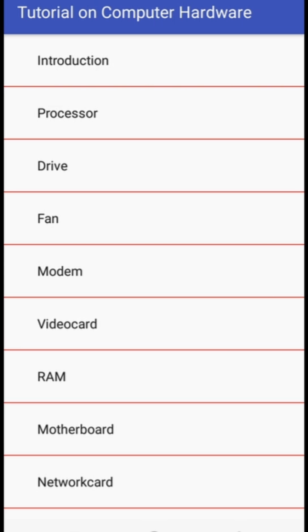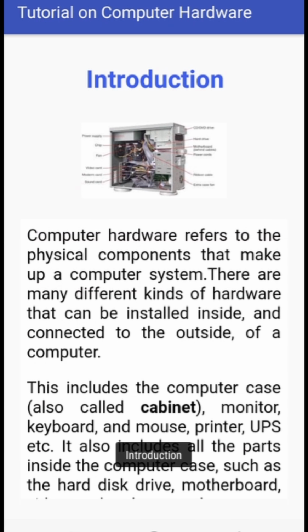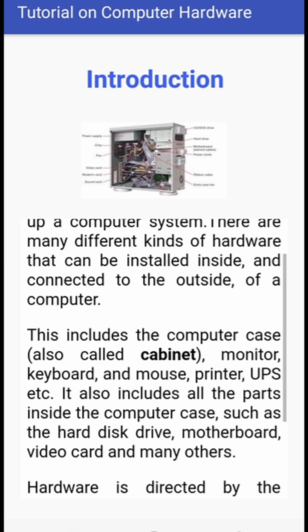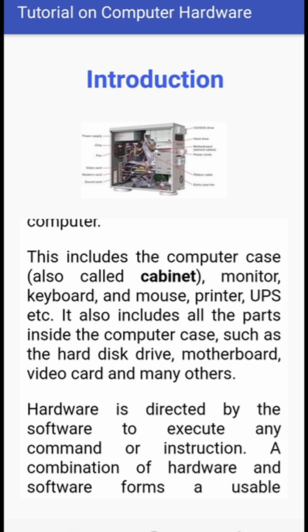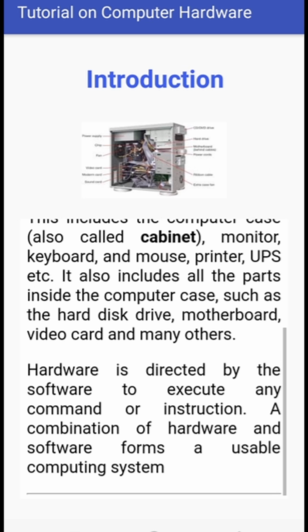First of all, introduction. Computer hardware refers to the physical components that make a computer system. There are many different kinds of hardware that can be installed inside and connected to the outside of a computer. This includes the computer case, also called cabinet, monitor, keyboard and mouse, printer, UPS, etc.